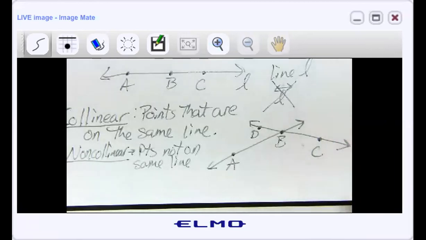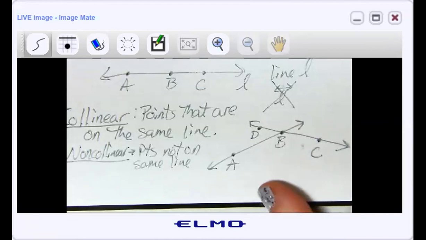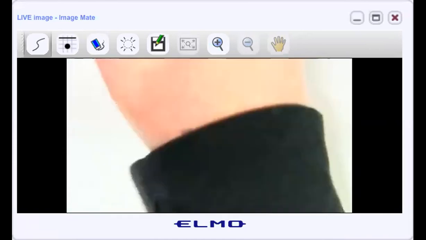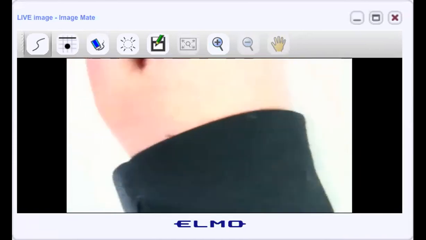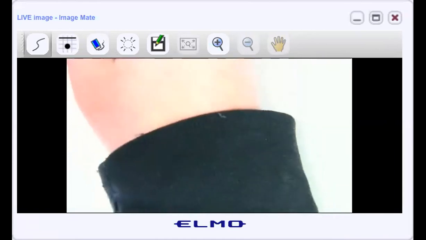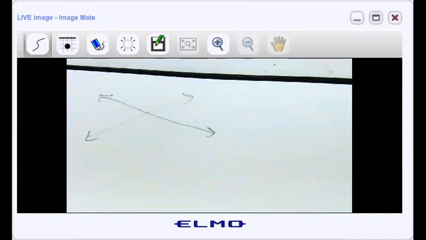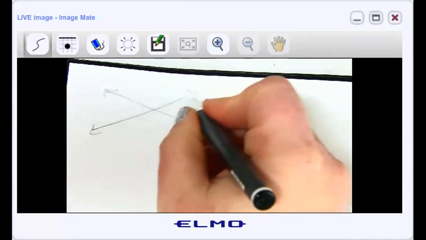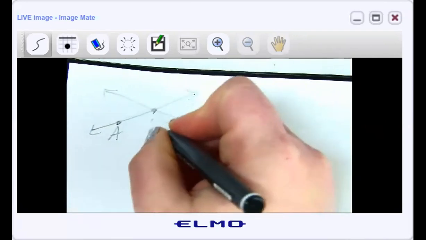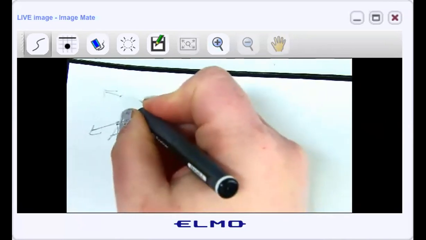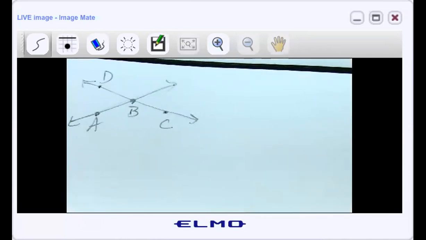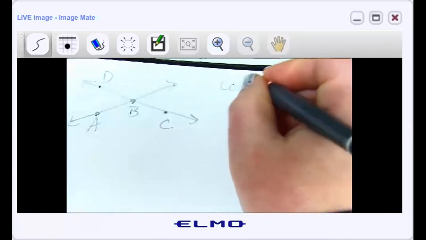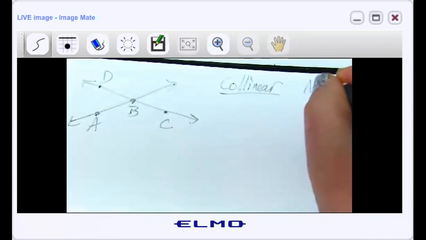I don't really have a ton of room here, so I'm going to flip my notebook and redraw this image because this is a big deal. I had something like this going on. I think I had A, B, C, and then point D was here. So collinear, I'm just going to make a little list here. Collinear, non-collinear.